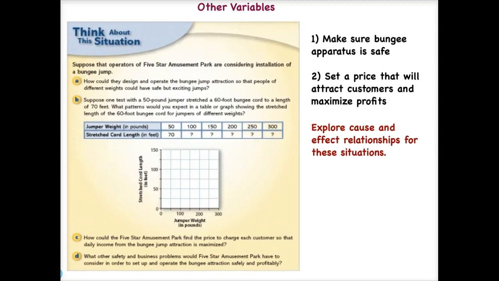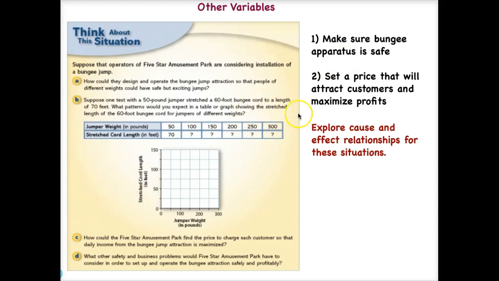Let's think about this situation. Let's look at other variables. Let's start off with safety. Suppose that operators of a five-star amusement park are considering installation of a bungee jump. How could they design and operate the jump so that people of different weights could have safe but exciting jumps? So think about the variables we need to consider when making sure that the bungee apparatus is safe.